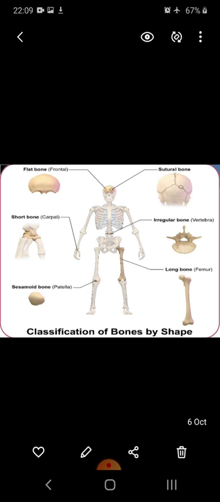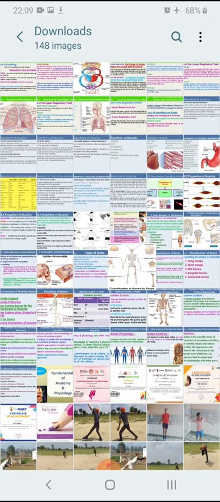For better understanding, you will go through this picture. Here the frontal is a flat bone. Then short bones are carpals, metacarpals, and tarsals. Patella is a sesamoid bone. Femur and humerus are long bones, and vertebrae are irregular bones. So these are examples and pictures of different types of bones.